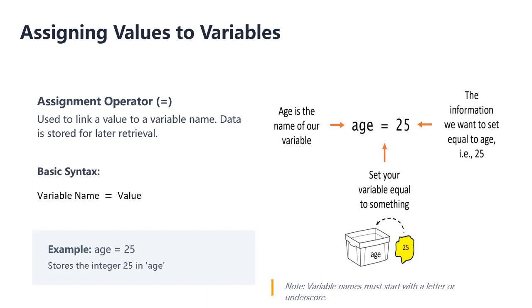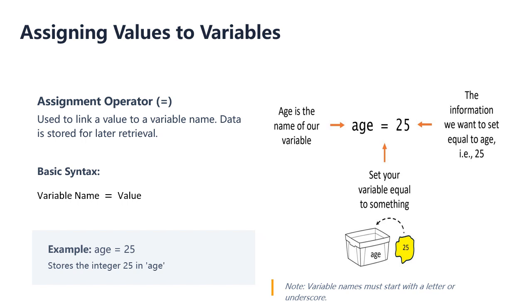Building on what we just covered regarding the concept of a variable as a container, let's look at how we actually put data inside. This process is called assigning values. In Python, we use the assignment operator, which is represented by the single equals sign. It's important to remember that this doesn't mean mathematically equal. Instead, think of it as an instruction to link a value to a name. The basic syntax follows a strict order. First, you write the name of your variable, then the assignment operator, and finally the value you want to store. This structure ensures Python knows exactly where the data belongs.